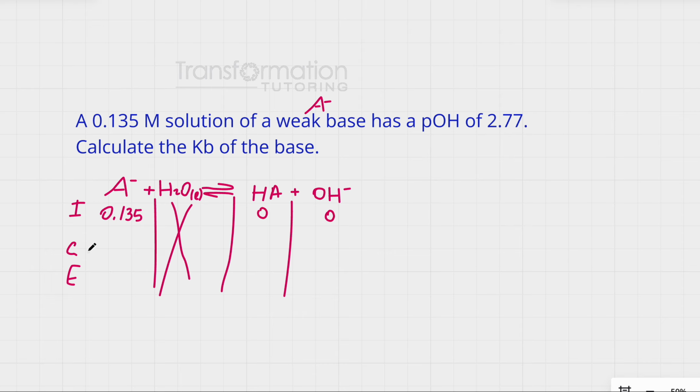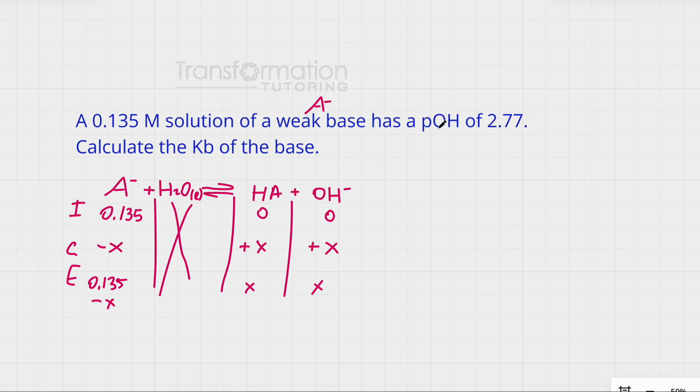C stands for change. What side is going to increase and what side is going to decrease? A side that has 0 will always increase because you cannot have a concentration less than 0. So as my weak base is dissociating, it will decrease by some amount that I don't know, x. And the other side, the product side, will increase. E stands for equilibrium, and we will just add the two values here. So this is going to be 0.135 minus x. This is going to be x, and this is going to be x. This is my ice chart.